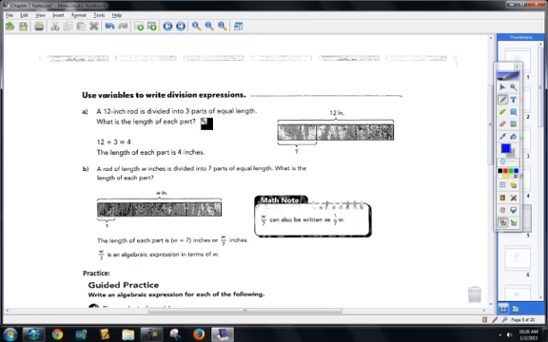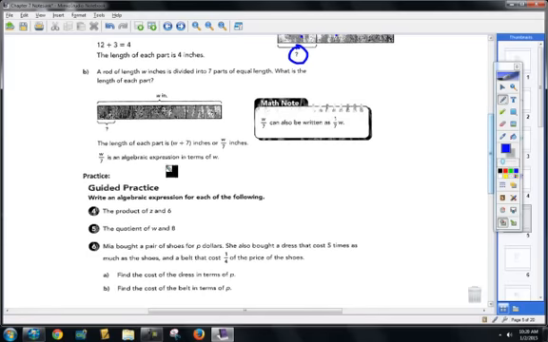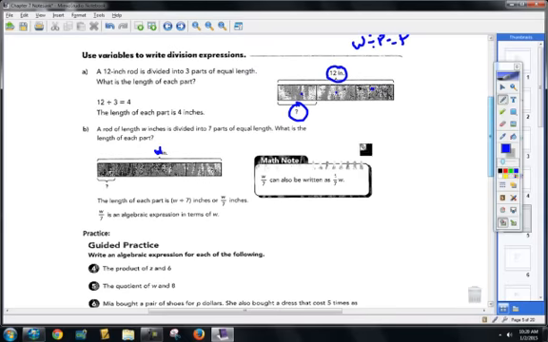A 12-inch rod is divided into 3 parts. So if we know the whole amount, remember division's whole divided by part equals part. If we know the whole, we can divide by 1, 2, 3, and then that will give us how much is in each one, which is 4. Okay. Well, same goes when you have a variable. You know the entire length is w, works out because whole w, right? And we know that there are 7 pieces here, so here this would be w divided by 7.